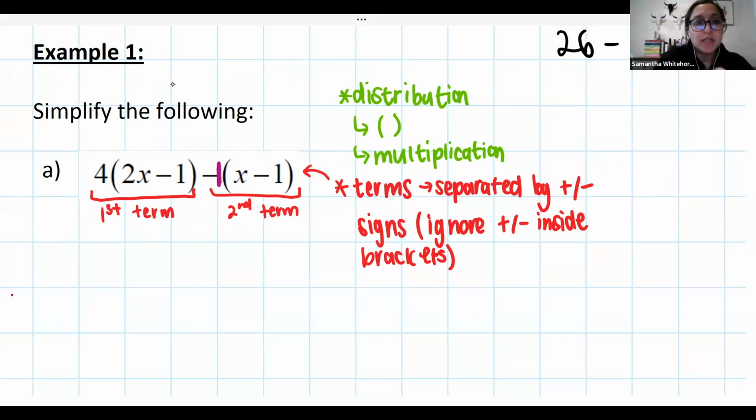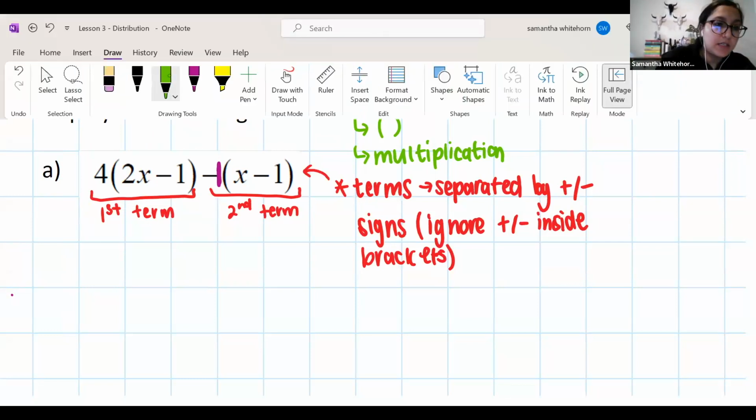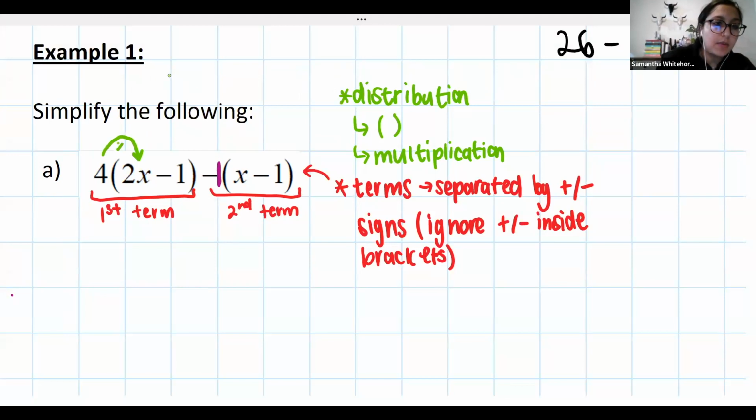So according to my expression, I now need to distribute. I need to multiply the number in front of my bracket, the coefficient of the bracket, with each term inside the bracket. So the 4 will be multiplied to the 2x and to the negative 1. And the negative 1 in the second term will be multiplied to the x and to the negative 1. So when distributing, we are multiplying values.